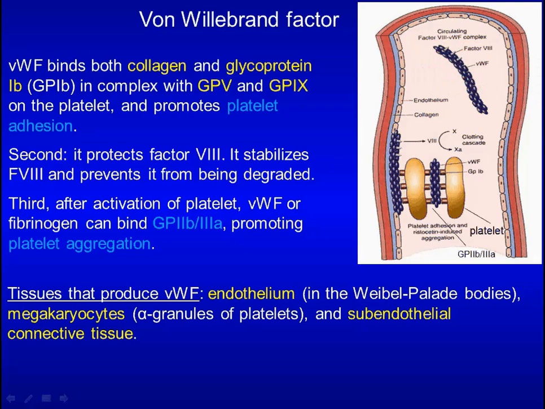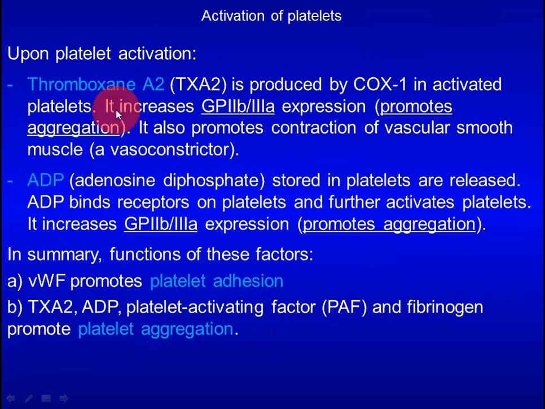Third, after activation of platelets, von Willebrand factor can bind GP1B on the one side and GP2B3A on platelets on the other side. This promotes platelet aggregation. Von Willebrand factor is produced by endothelium and alpha granules of platelets. Both thromboxane A2 and ADP increase expression of GP2B3A, whereby they promote platelet aggregation. In addition, thromboxane A2 also promotes vasoconstriction.